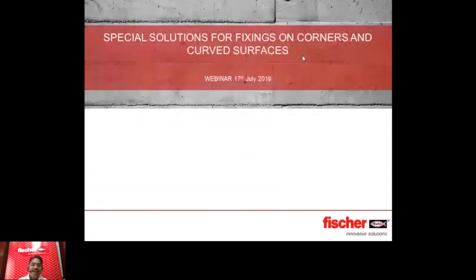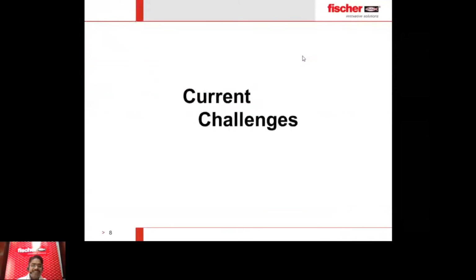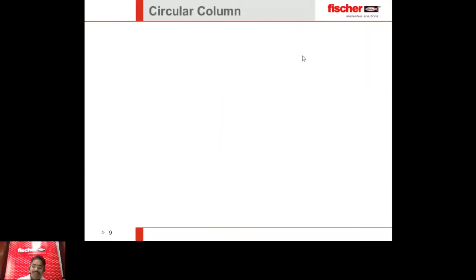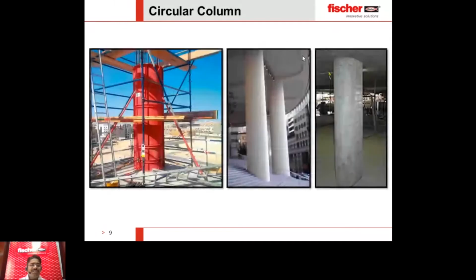Now, again, our topic today is special solutions for fixing on corners and curved surfaces. We are looking at the challenges in the market, in ongoing projects or ones already done. Basically, the challenge comes from circular columns. We will discuss why circular columns, how to do the design calculation for them, what the anchor connection looks like, which is the more conservative approach, and how we can find the solution.